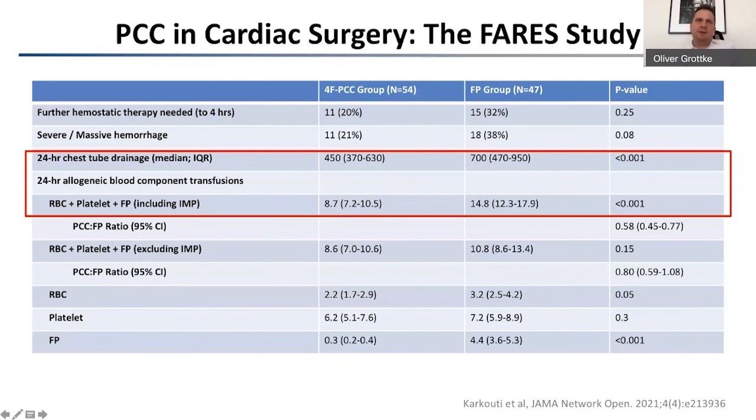But despite these small numbers, and I was quite surprised myself, there was already a significant reduction in the 24-hour chest tube drainage, which means that those patients that received the four-factor PCC had less bleeding, and they also had a reduced transfusion need for allogeneic blood components. So very good data, very encouraging data. Again, this is the first randomized controlled trial in this setting.